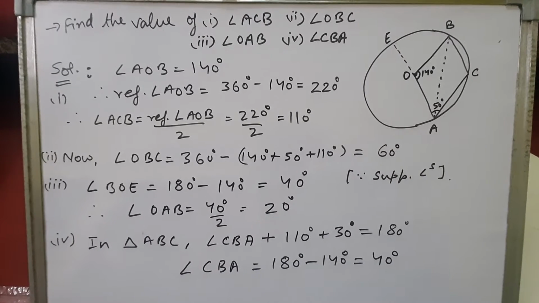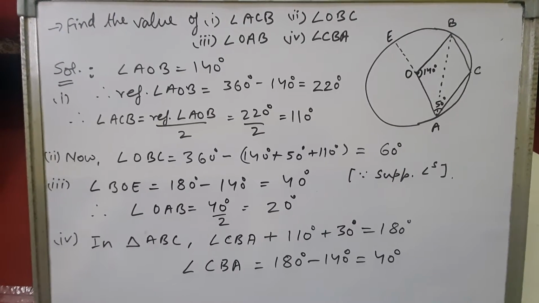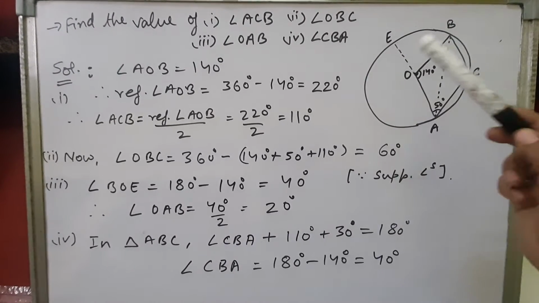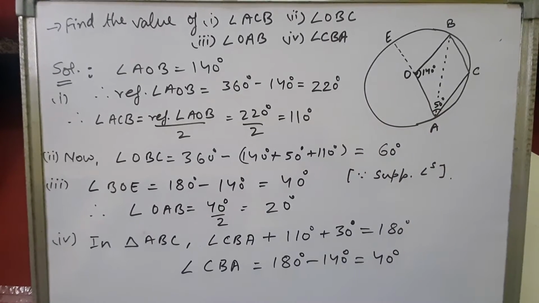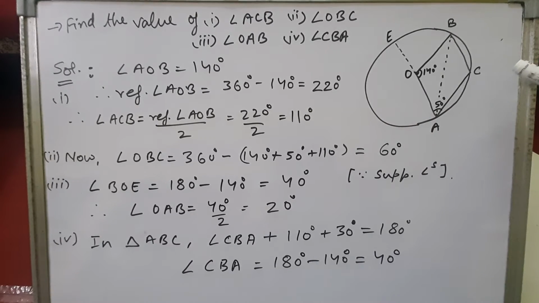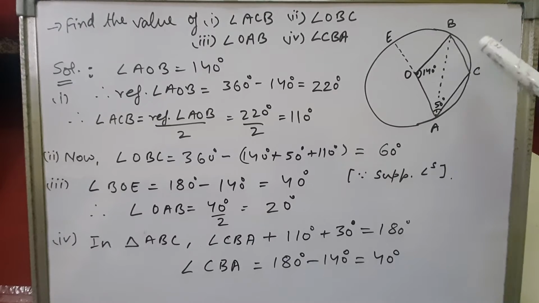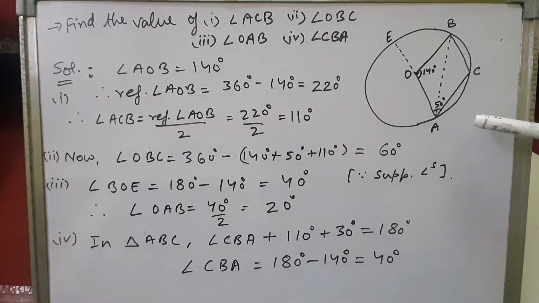Okay, children, see the next sum. Now in this sum it is given that find the value of angle ACB, OBC, AOB and angle CBA. Now four angles we have to calculate, and we are given this figure in which OACB is a quadrilateral where O is the center of the circle, right? And angle BOC is given 140 degree and OAC is given 50 degree. These two angles are given to us.